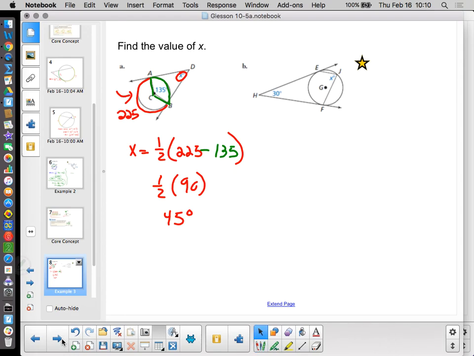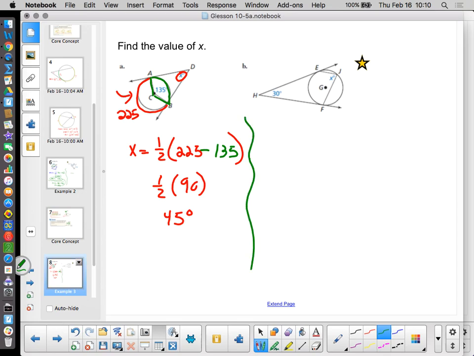I'm going to get you started on number B, which is your final question of the day, because we know our formula: the measure of the angle equals 1/2 the difference in the arcs, big arc minus small arc. But I've got a little work to do here, because all I have is an inscribed angle as my x.